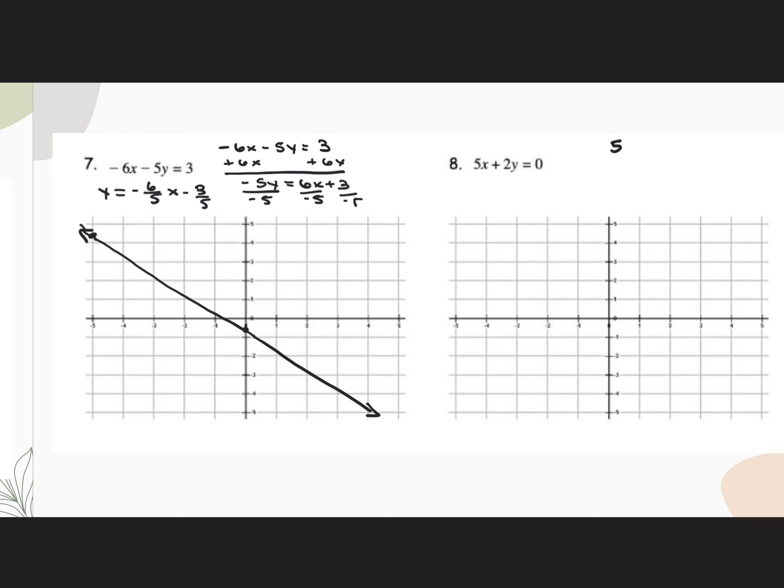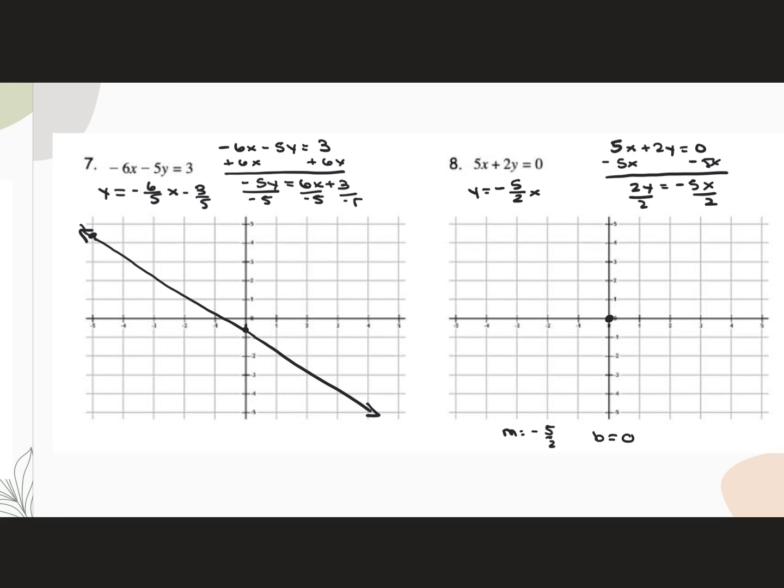And for the last one, I have 5x plus 2y is equal to 0. Subtract 5x from both sides. I get 2y is equal to negative 5x. Divide both sides by 2. And I get y is equal to negative 5 over 2x. Here we can see that my slope is going to be negative 5 over 2. But I don't see a y-intercept, and that is because my y-intercept is 0. Anytime you just have a slope, that means your y-intercept is 0. So negative 5 over 2x plus 0 is just negative 5 over 2x.